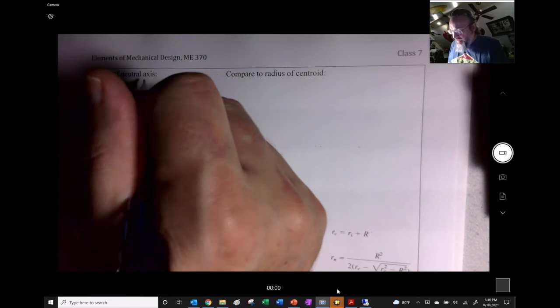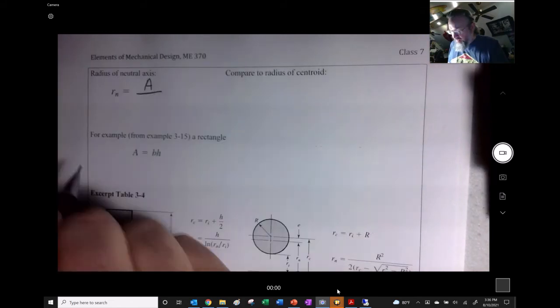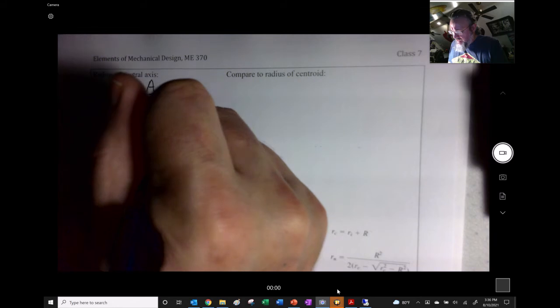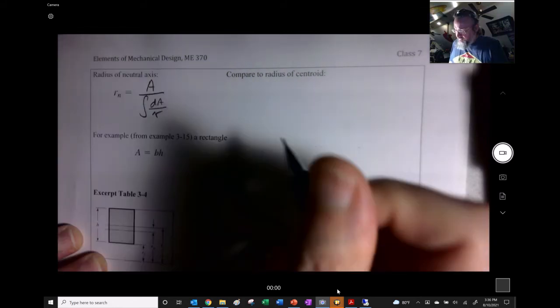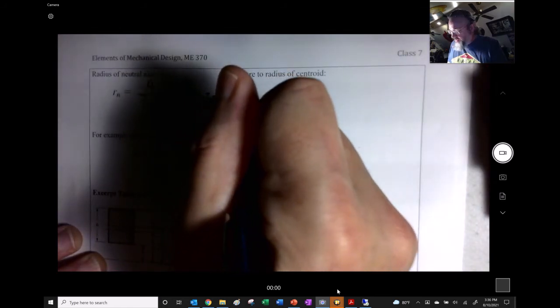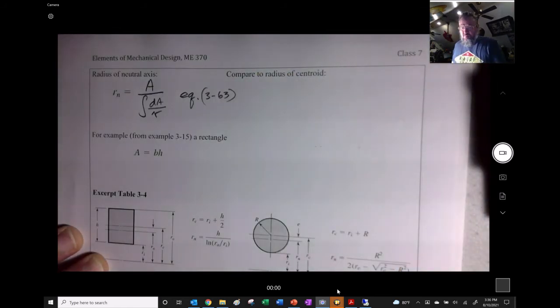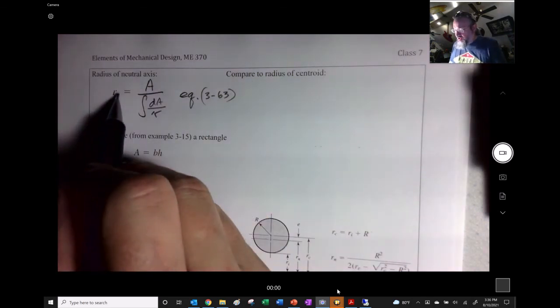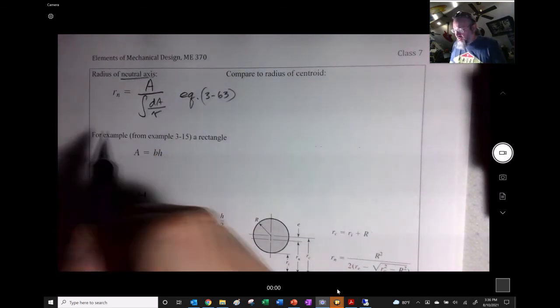Here's the basic equation for the thing. It's the area divided by the integral of dA over R. All right, that's the big idea equation. We don't want to do any integration if we can try to avoid it, if at all possible. Right? I say compare this. Okay, so this is the location of the neutral axis for the curved beam.